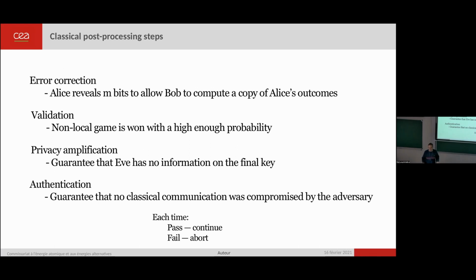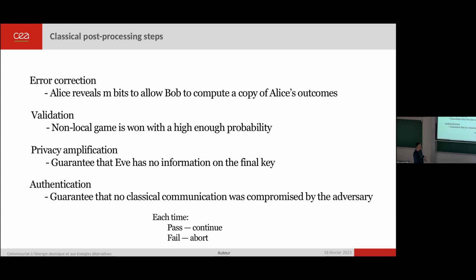And they cannot just reveal the outcomes, because then they would be available to the adversary. So somehow, Alice needs to reveal enough information about her outcomes to allow Bob to recover them, without also giving too much information to the adversary. That's the task of error correction, and it has to be done carefully. And then after that, Bob will have all the information.